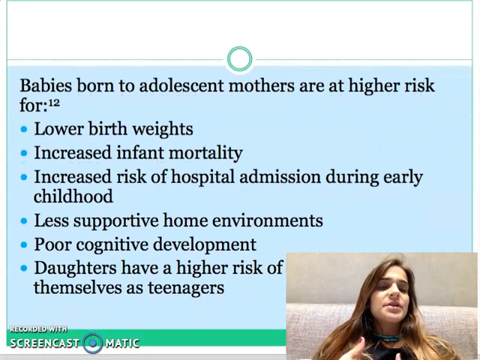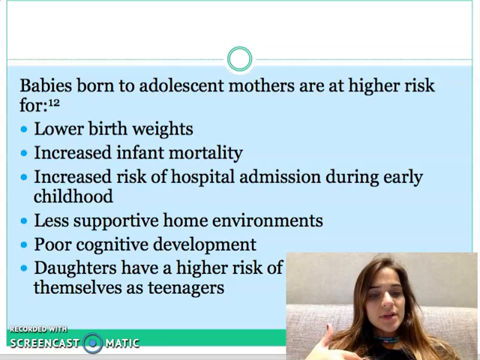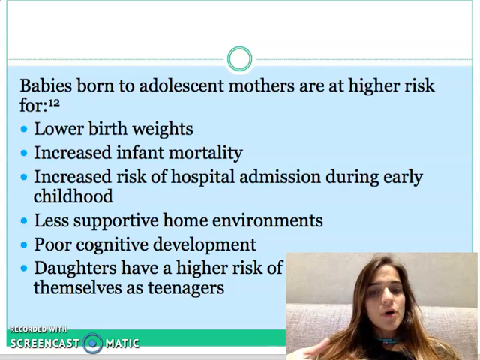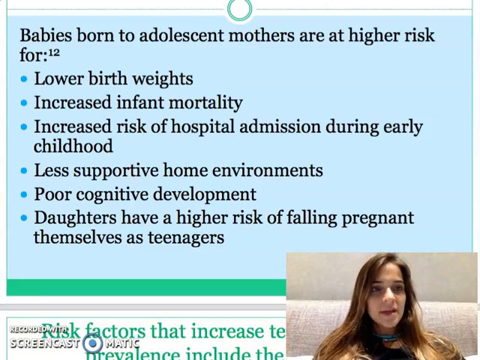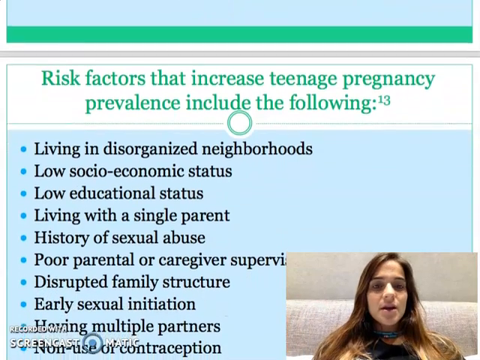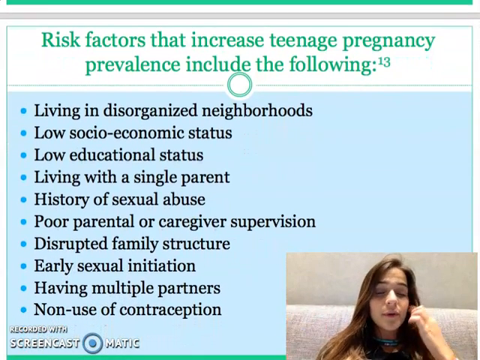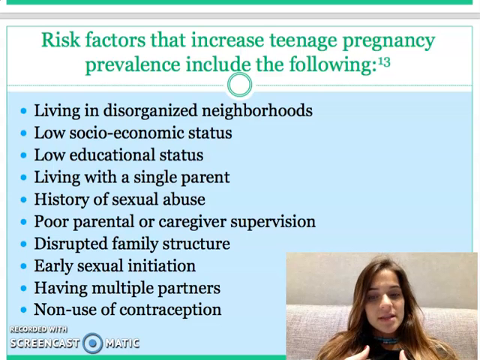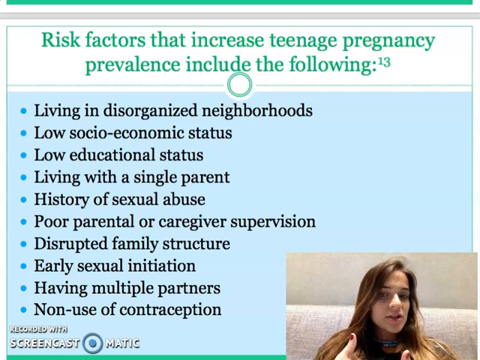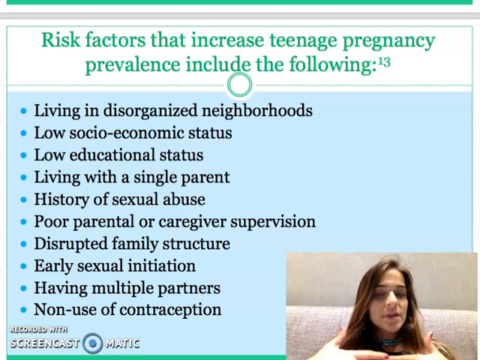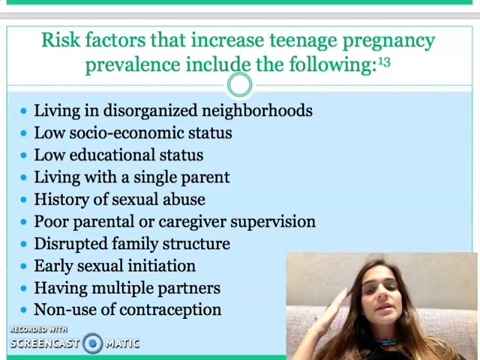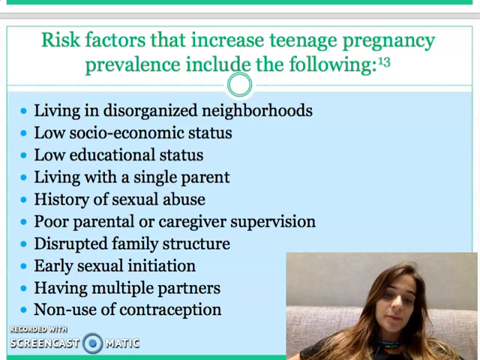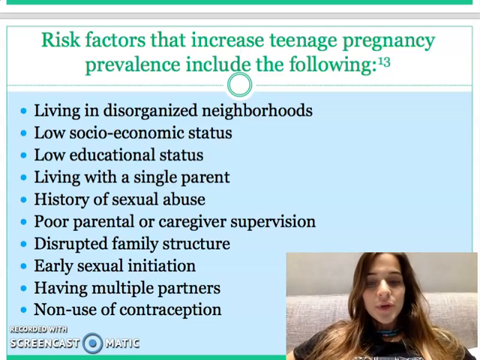Babies born to adolescent mothers are at higher risk for low birth weights, increased infant mortality, increased risk of hospital admission, less supportive home environments, poor cognitive development, and their daughters also have a higher risk of falling pregnant themselves as teenagers. The risk factors that increase teenage pregnancy prevalence include the following: living in disorganized neighborhoods, low socioeconomic status, low educational status, living with a single parent, a history of sexual abuse, disrupted family structure, early sexual initiation, and having multiple partners, as well as no use of contraception.